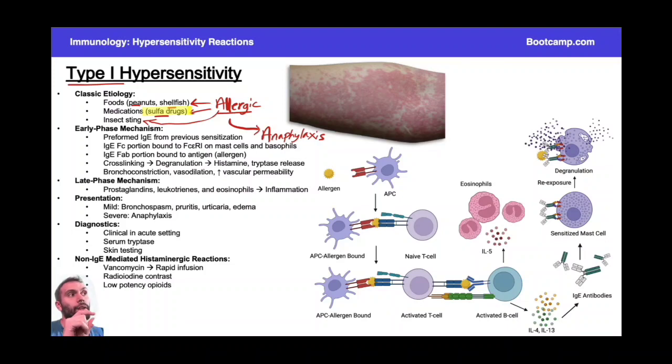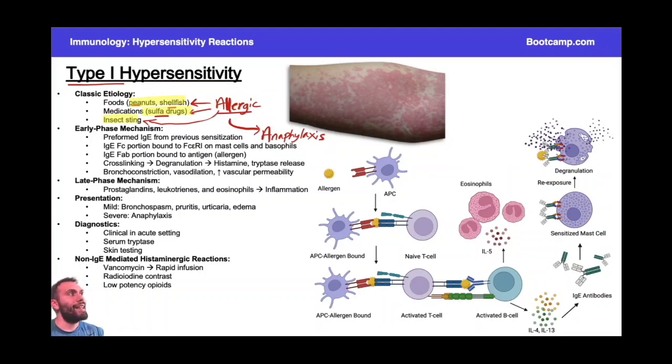Sulfa drugs are going to be very classic for the type 1 hypersensitivity. That's not to say that you can't get certain other types of hypersensitivity reactions with sulfa drugs, but kind of the classic one, when in doubt, is going to be more of the type 1 hypersensitivity. And then insect stings, certain foods, very, very classic for causing these kind of allergic reactions, these type 1 hypersensitivities.